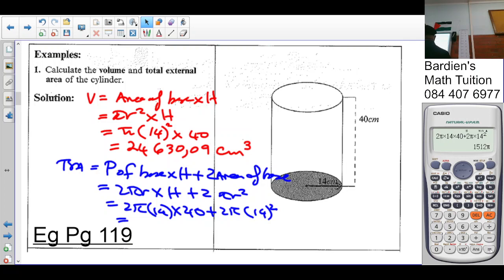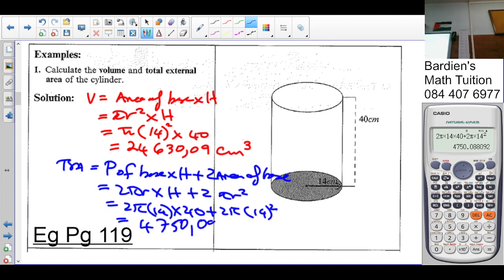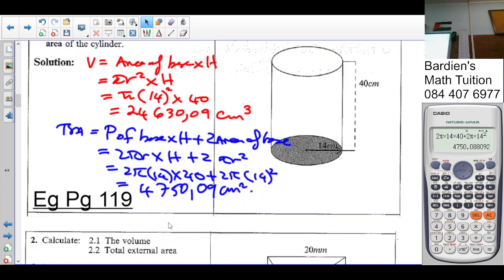It's going to be 1,512 pi, which is 4,750. You guys get this one? Yes, sir. 4,750.09 centimeters squared, because it's total surface area.